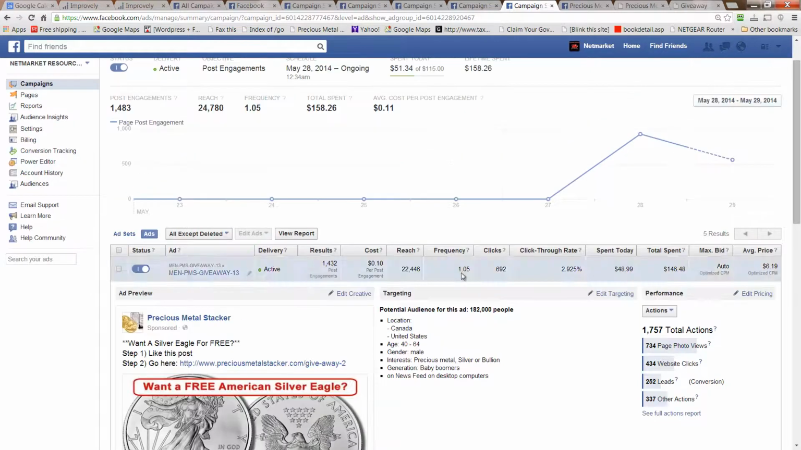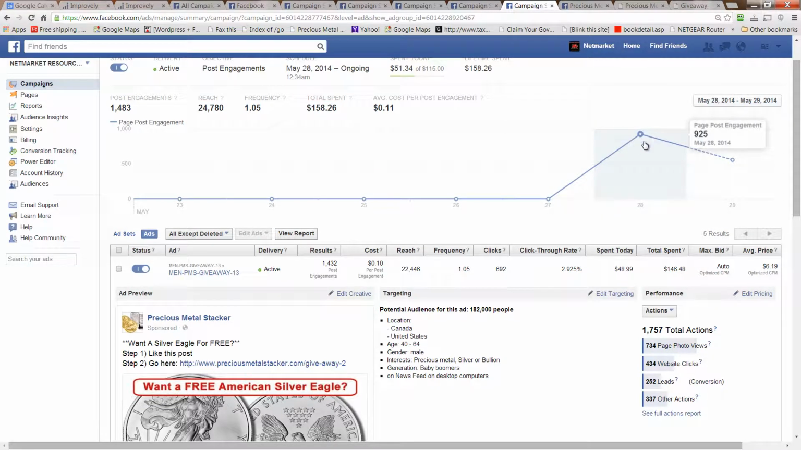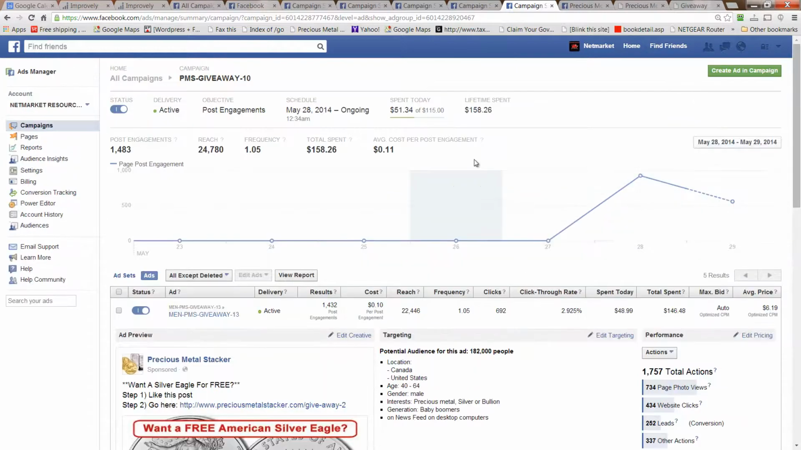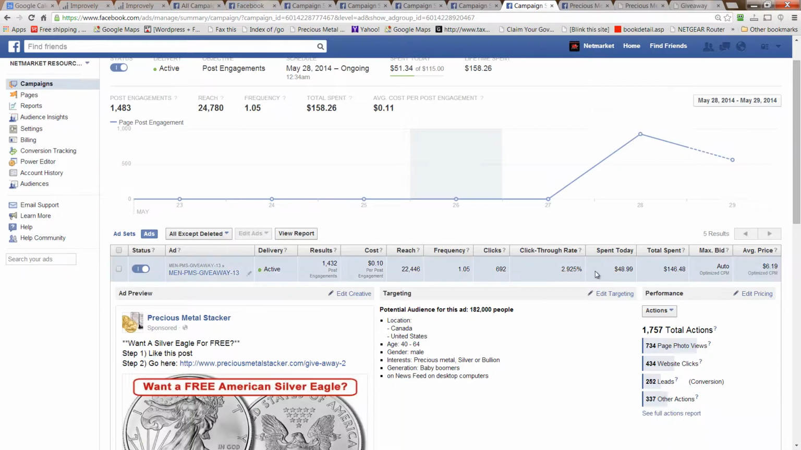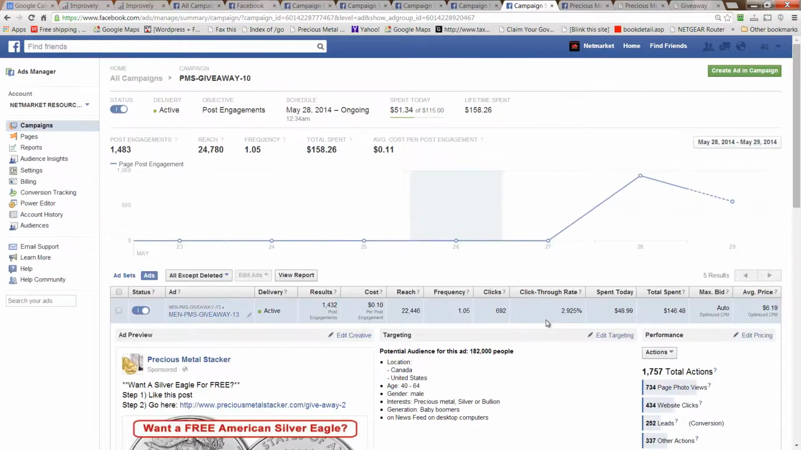Okay, so the 28th is when we went live. So yesterday. So this has only been running for 2 days. So you can see so far we spent $158 on this campaign, and we generated 252 leads, got over 692 clicks.